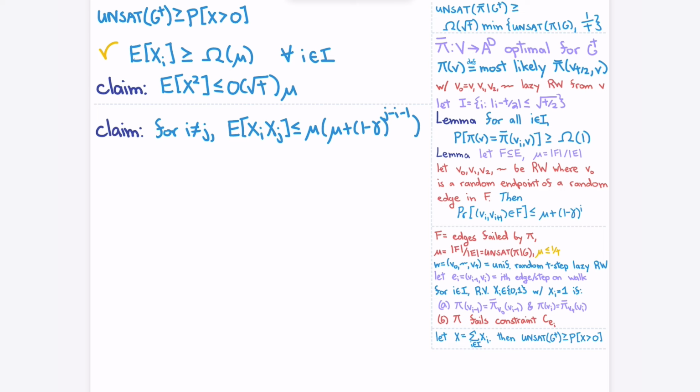So the claim is this thing is at most mu plus (1 minus gamma) to the j minus i, or something, right? So if you're at edge 100 and edge 10, so there are 10 steps in between, then it's saying the odds that 10 steps away you get another bad edge is something like (1 minus gamma) to the j minus i minus 1. So why is this?